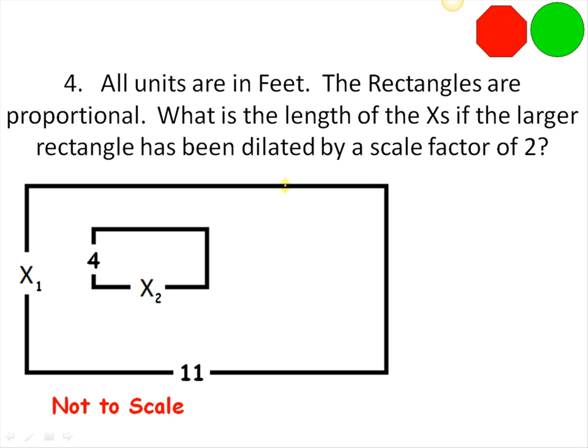Okay, this larger rectangle is a dilated version of the smaller rectangle by a scale factor of 2. That just means whatever this length is, we multiply it times 2, and we get this answer down here. And whatever this length is, we multiply it times 2, and we get this answer over here. So 2 times 4 is 8. So this length is going to be 8. And let's see, some number times 2 gives us 11. So if we take 11 and divide it by 2, that gives us 5.5. So we're dealing with 5.5.